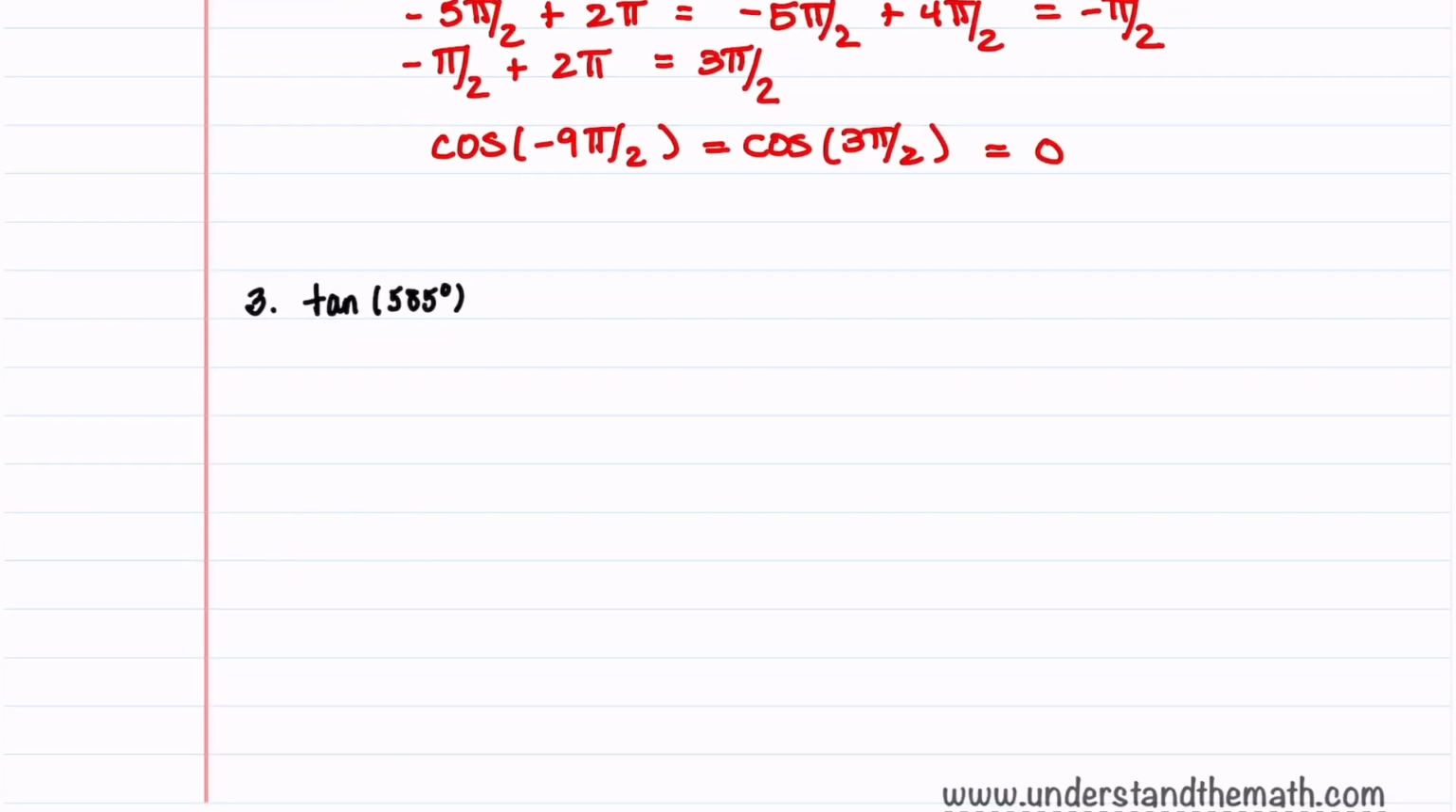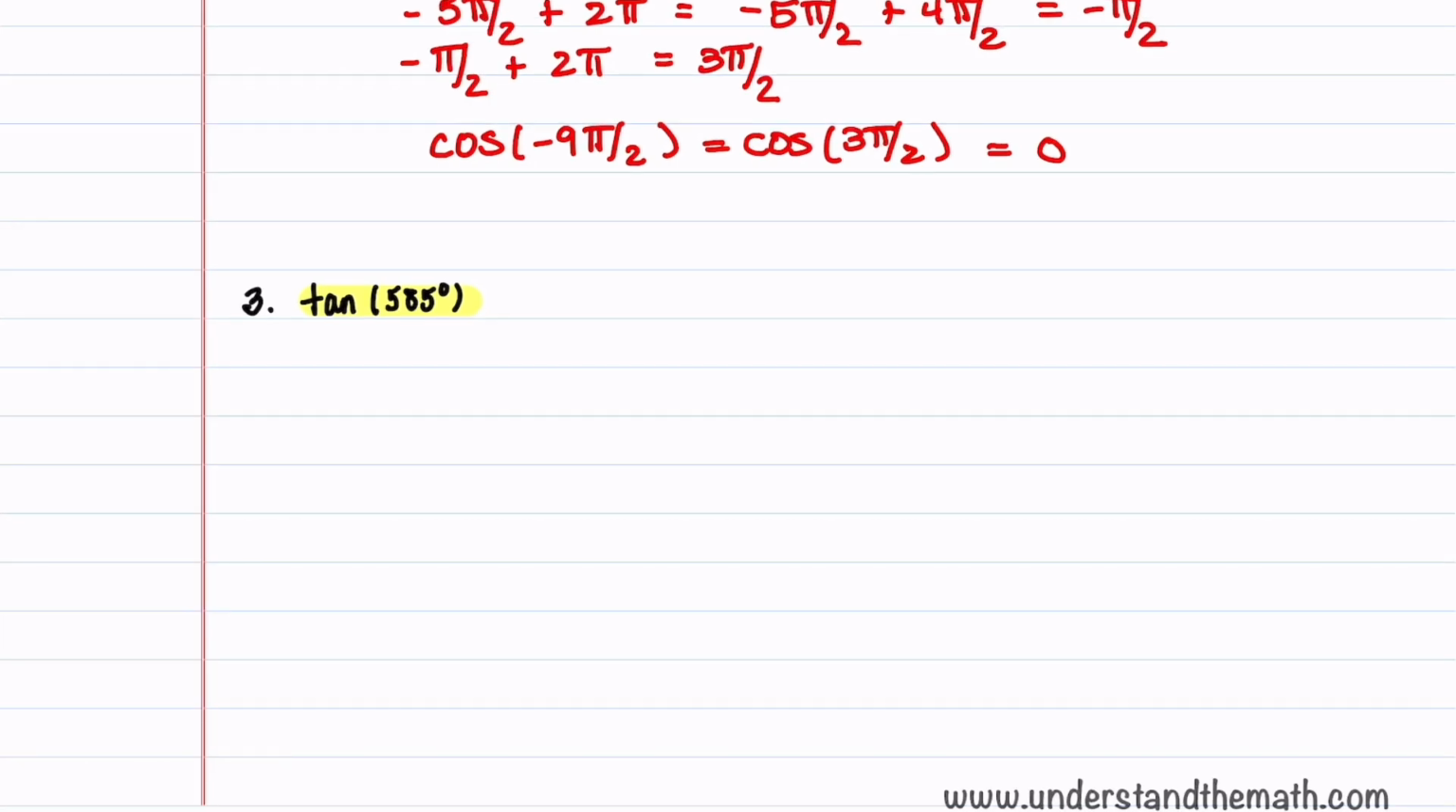In our last example, we'll find the value of tangent of 585 degrees. You might want to stop the video and do this problem on your own, and then come back and check your solution. Our periodicity identity tells us that tangent theta is equal to tangent of theta plus n times 180 degrees. Since 585 degrees is greater than 180 degrees, we'll need to subtract multiples of 180 degrees until the remaining angle is between 0 and 180 degrees.